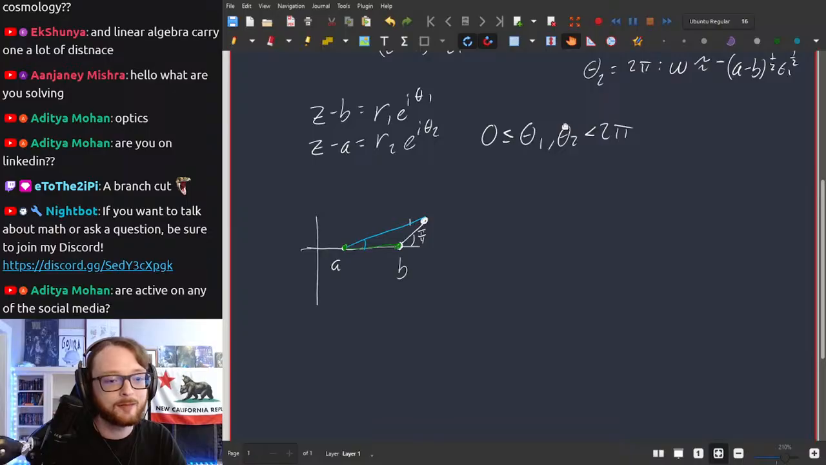Zach, a branch cut? Mm-hmm. I mean, I have like a Twitter that I don't really use, but it is like a Don Factorial Twitter. Other than that, it's really just Discord.